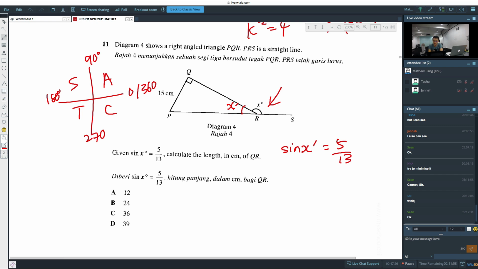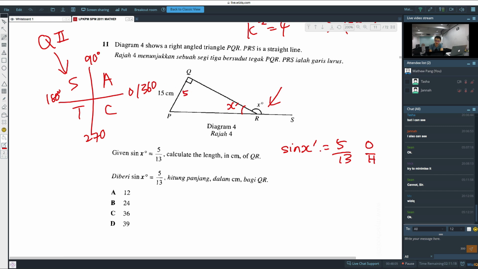If x dot is less than 90, that means x must be bigger than 90. So I know this one actually falls in this quadrant because this angle looks like between 90 to 180. So this one we call the second quadrant, Q2. In the second quadrant, sine is positive also. So therefore, when I borrow this angle to solve it, I will assume it is positive also. Alright, so 5 over 13, sine is O over H. O is opposite, which is 5, and H will be hypotenuse, which is 13.